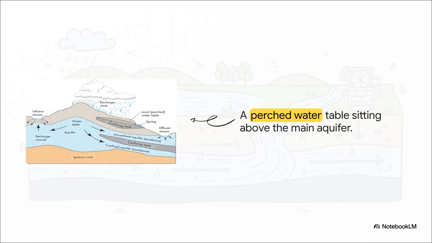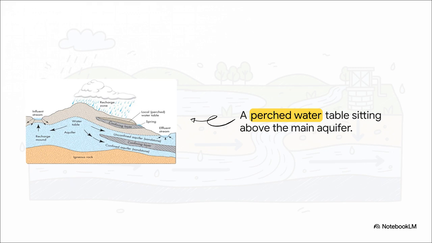But geology loves to throw us a curveball. Actually, scratch that, it's more like a hidden shortcut. Sometimes you don't have to dig all the way down to the main water table at all. See, as water infiltrates down from the rain, it can occasionally get trapped on a thin, localized lens of impermeable rock, like shale or clay, sitting high above the main water table. We call this a perched water table. It's essentially a miniature, elevated reservoir.